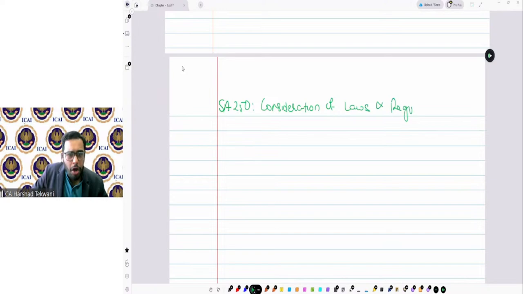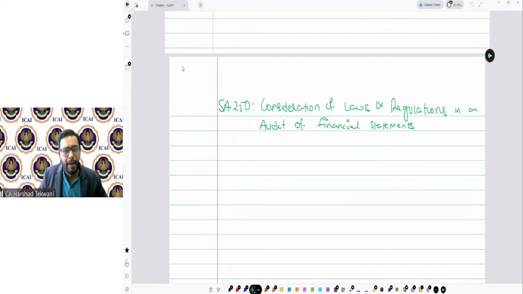Consideration of laws and regulations in an audit of financial statements. Okay. Consideration of laws and regulations in an audit of financial statements. So, what do you understand by this?